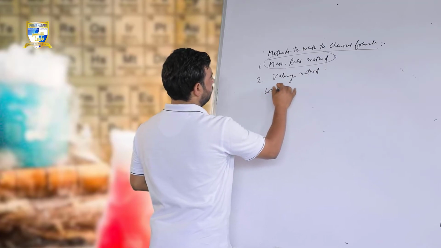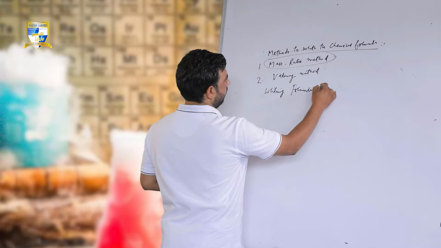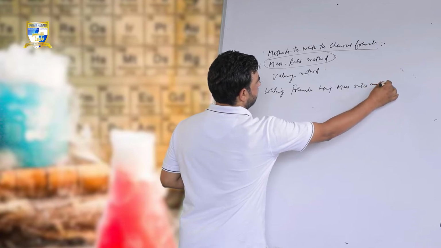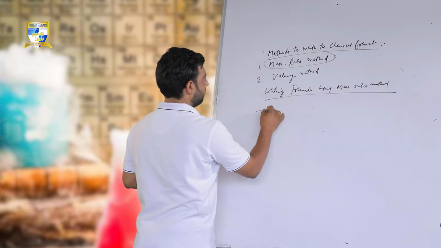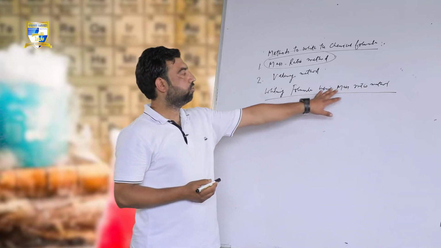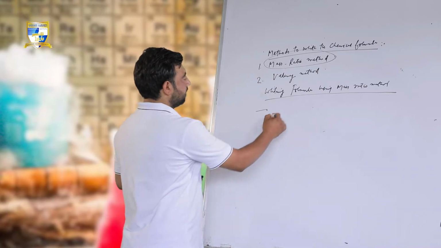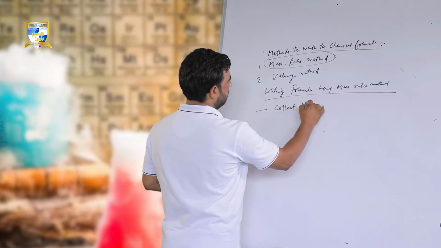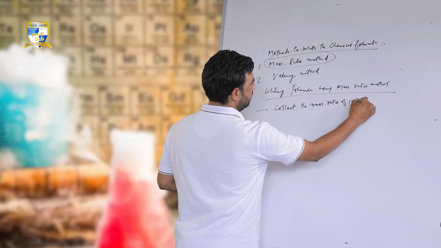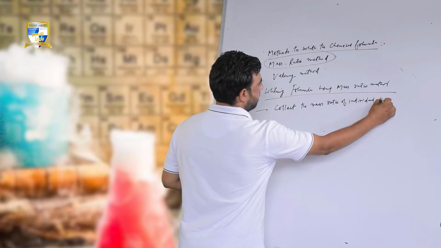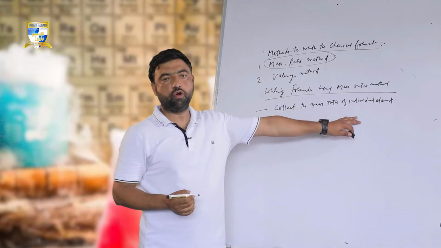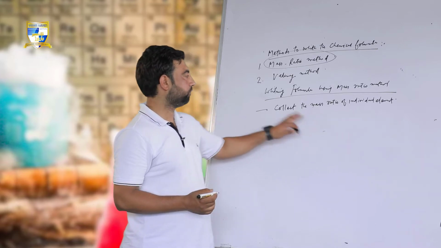Writing the formula of a compound using the mass ratio method. Dear students, try to understand how to write a formula by using the mass ratio method. Number 1 is collect the mass ratio of individual elements. First thing is that we have to collect the mass ratio of individual atoms forming the compound.